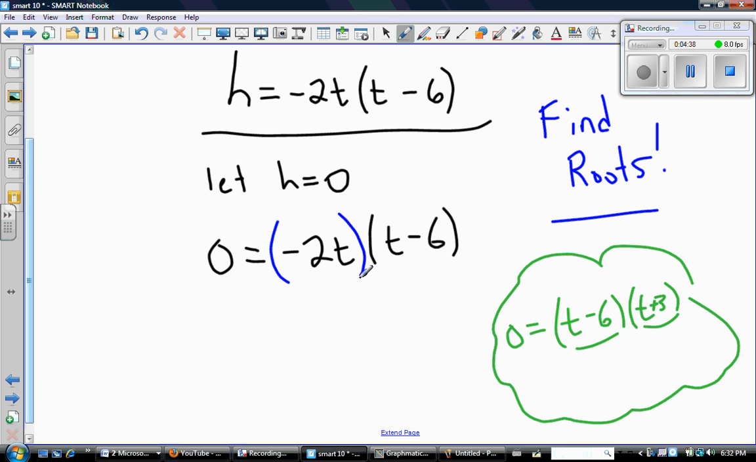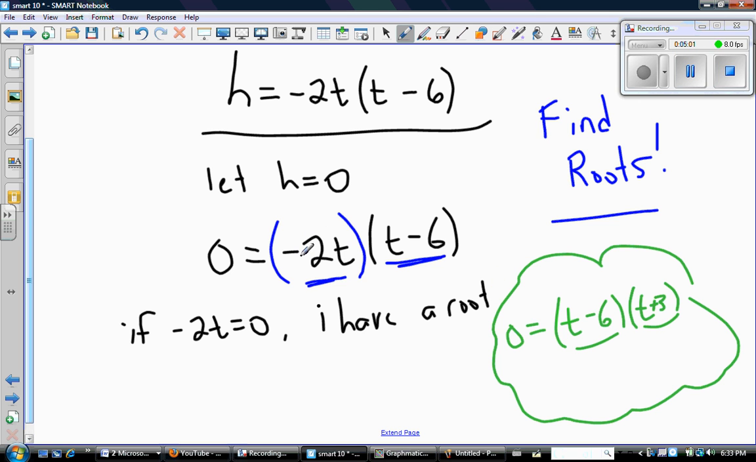I have negative 2t times this bracket. So now you can see both brackets, right? So if you don't see them, then make sure you see them. And again, now I know that if negative 2t equals 0, I have a root. So if this is 0, it doesn't matter what this is because 0 times anything is 0.